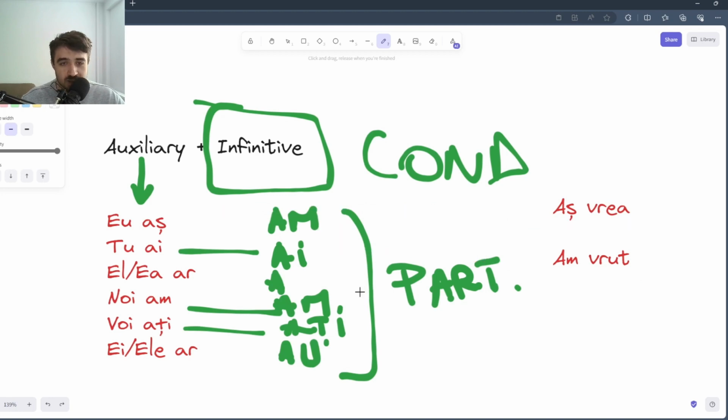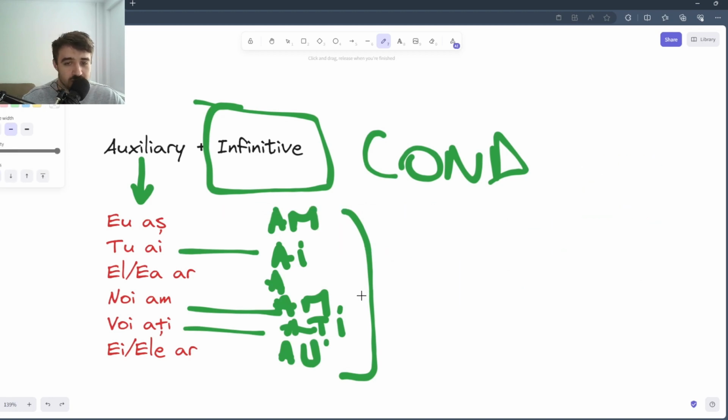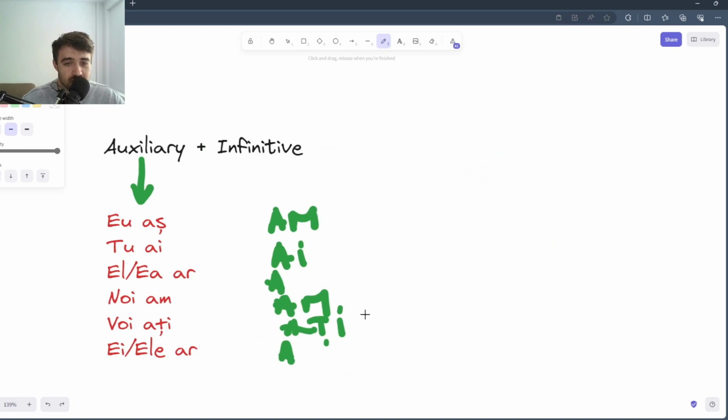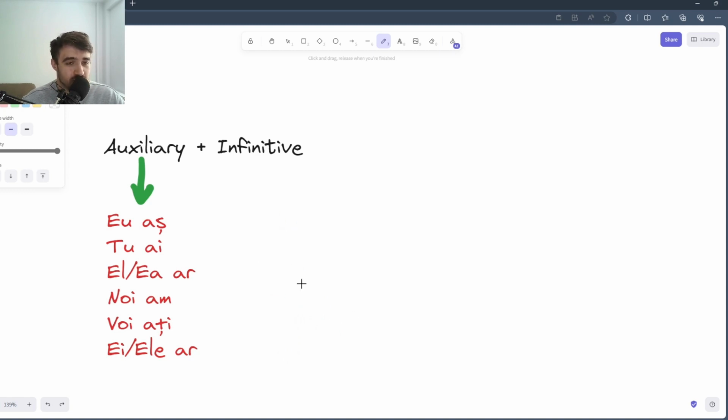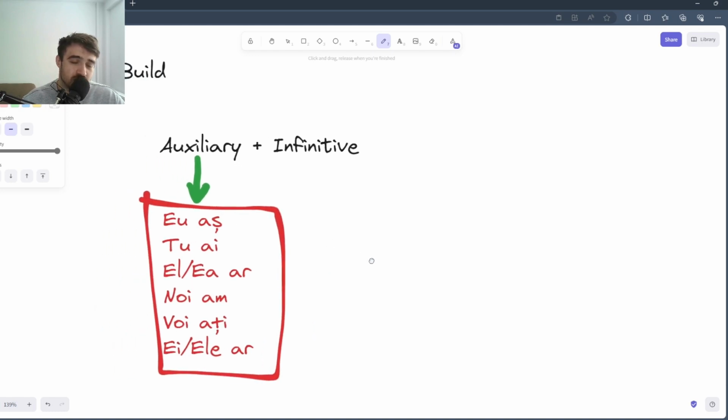So that's one thing to really focus on, because people really tend to mix them up. It depends really on the order you learn it, but so far I've heard a lot of conditional being used wrong instead of the past. So you will probably hear eu aș vrut or stuff like that, which is confusing, really confusing.